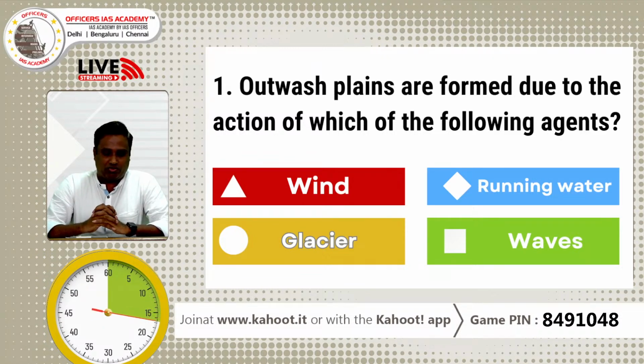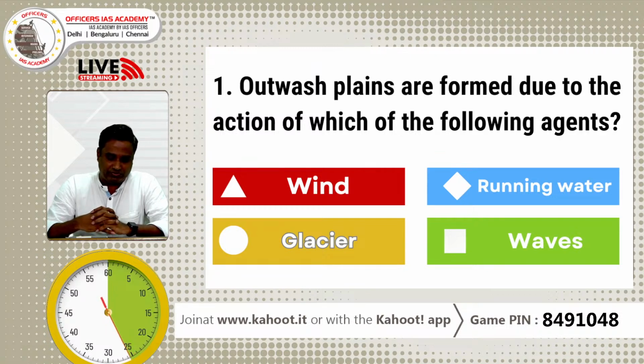Outwash plains are formed due to the action of which of the following agents? Wind, running water, glacier, and waves.